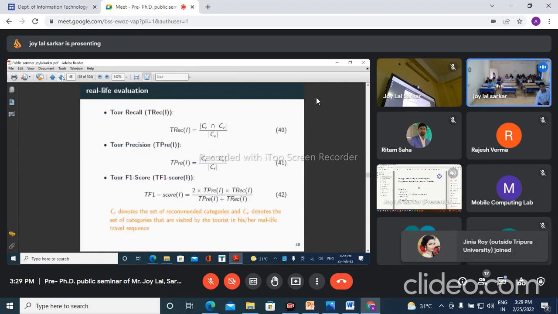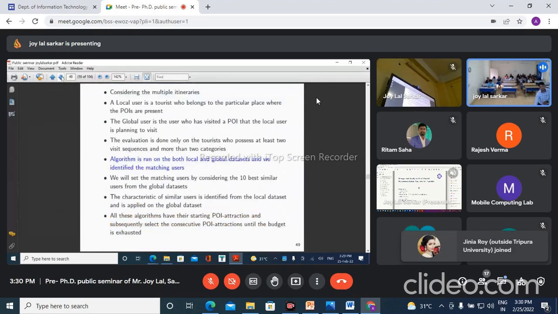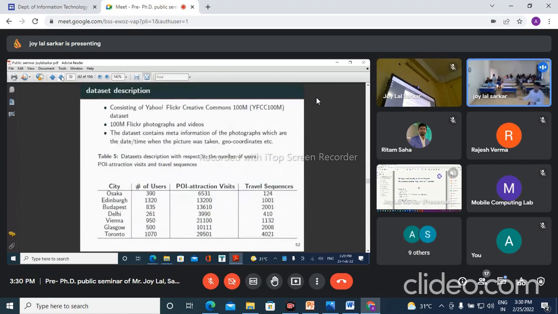You can see that we have used the NSGA algorithm, with the same parameters here. Our algorithm also runs for both local and global users. This is the baseline algorithm I have used, POI attraction DC. Earlier the data set was POI DC, now it is POI attraction DC. Why POI attraction? The particular points of interest within the POI, I call POI attractions.